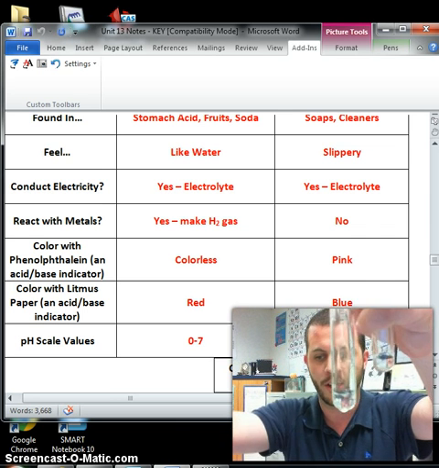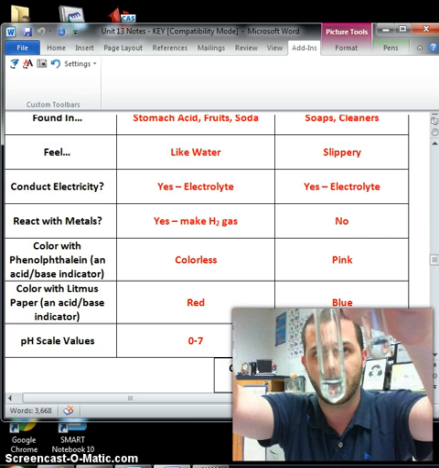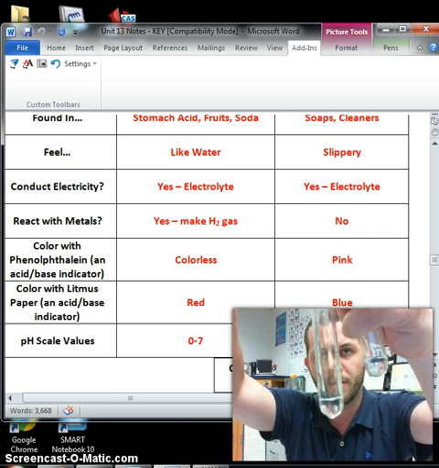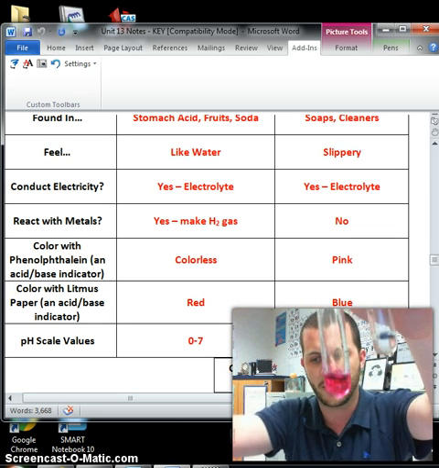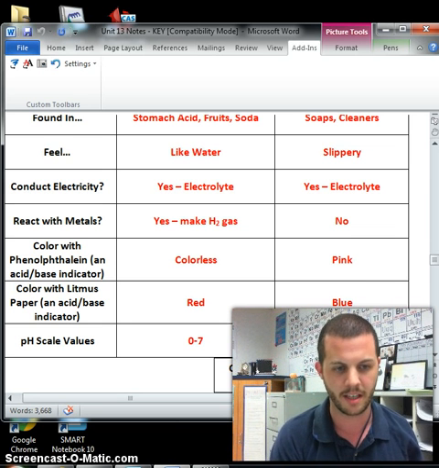Now, when I add phenolphthalein to a base, oh, look, there it is, it's nice and clear. I add my phenolphthalein drop, and oh, like magic, it turns pink. Isn't that awesome? Yes, it is, okay?